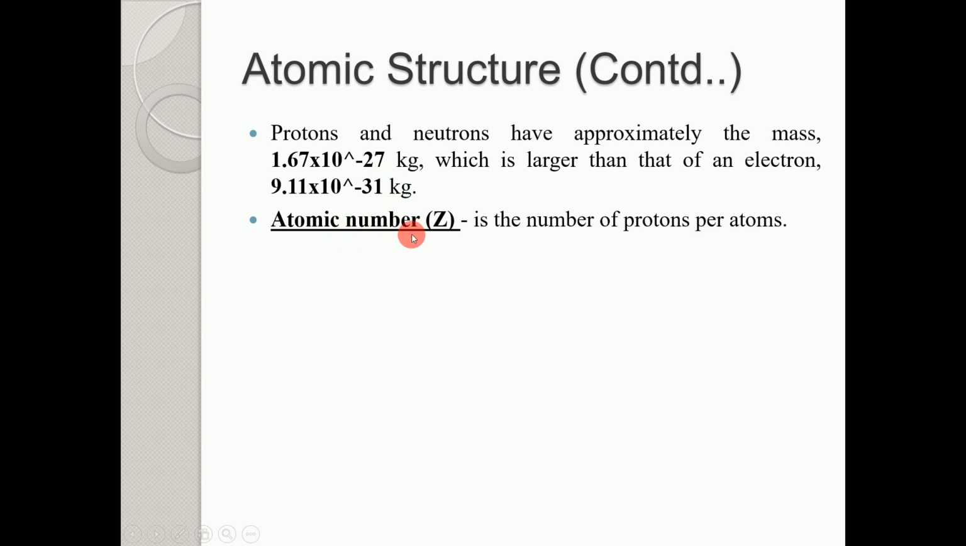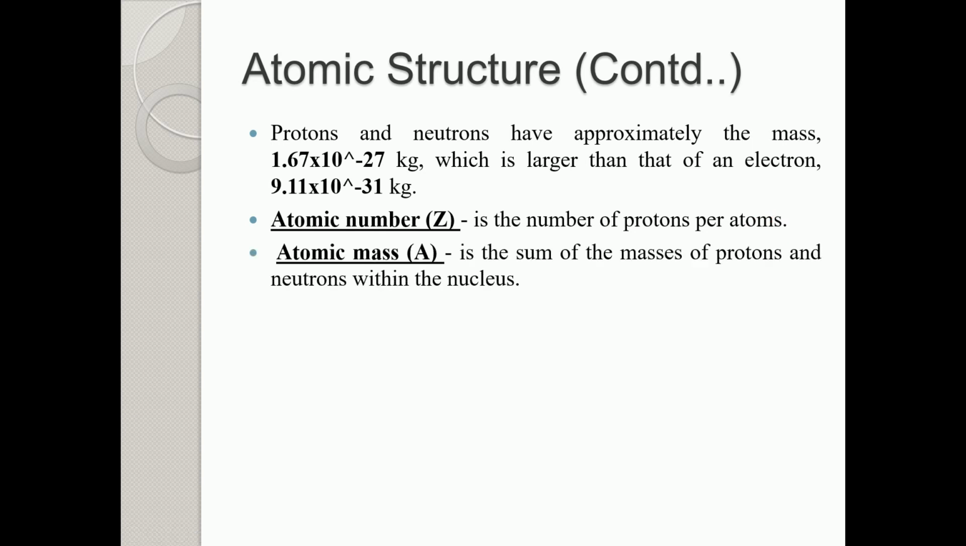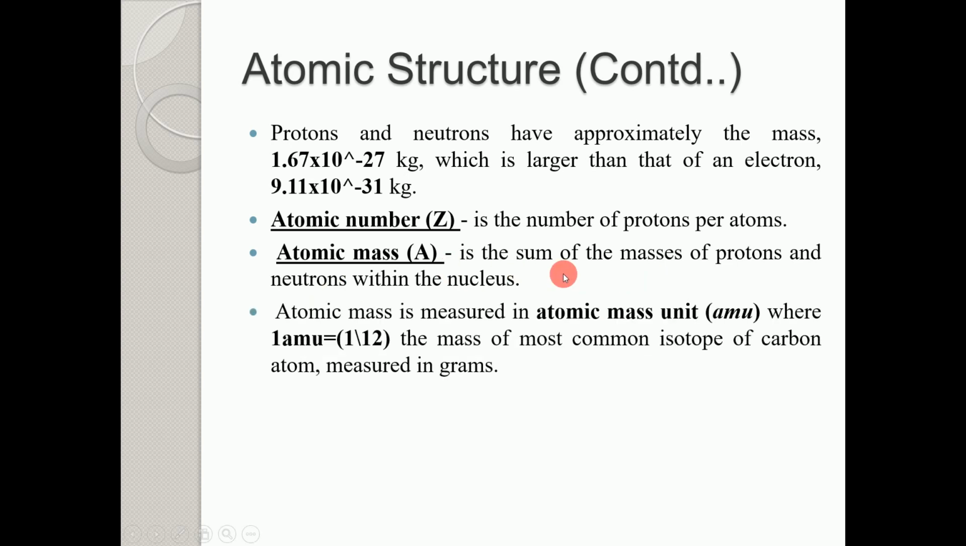So what is atomic number? The atomic number is nothing but the number of protons per atom, or rather the number of electrons per atom. Atomic mass is the sum of the masses of protons and neutrons within the nucleus. Atomic mass is measured in atomic mass unit, which is AMU, where 1 AMU is equal to 1/12 the mass of the most common isotope of the carbon atom.